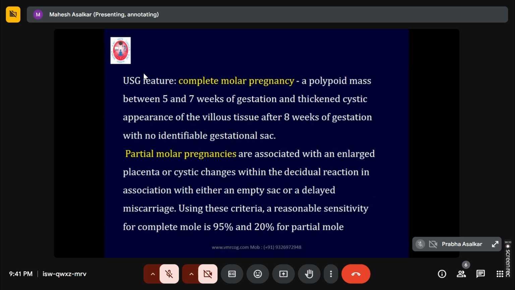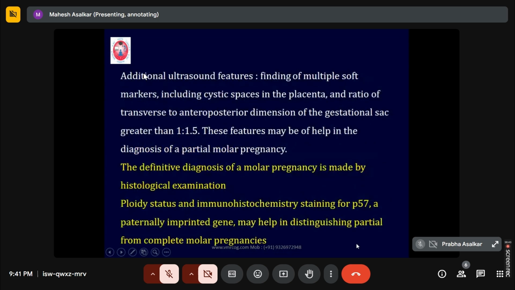Using these criteria, a reasonable sensitivity for complete mole is 95% and 20% for partial mole. Partial molar pregnancies are associated with enlarged placenta or cystic changes within the decidual reaction in association with either an empty sac or delayed miscarriage.